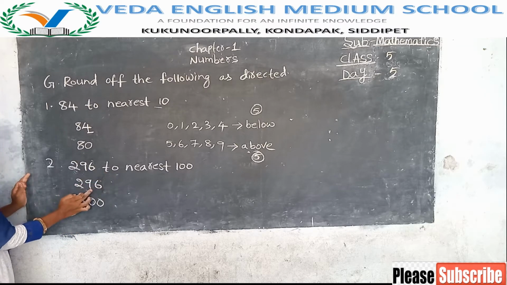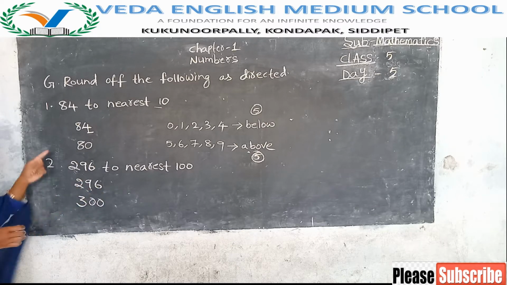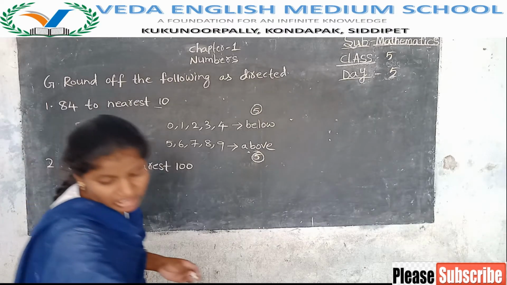Because 9 is above 5, I have increased the next number by 1. Then 2 becomes 3. In the remaining 2 places I have written 0. Then these two are completed. Now the next question.